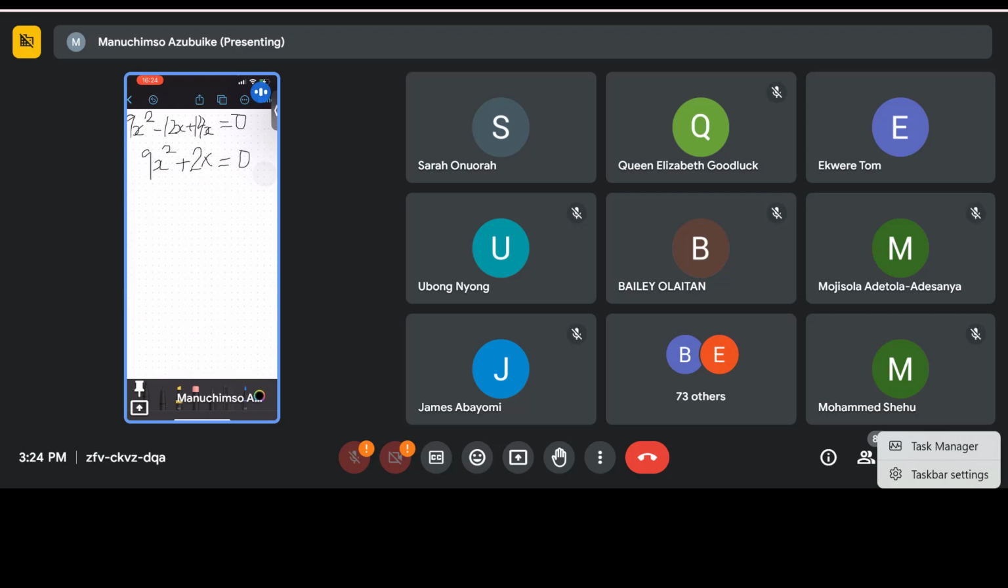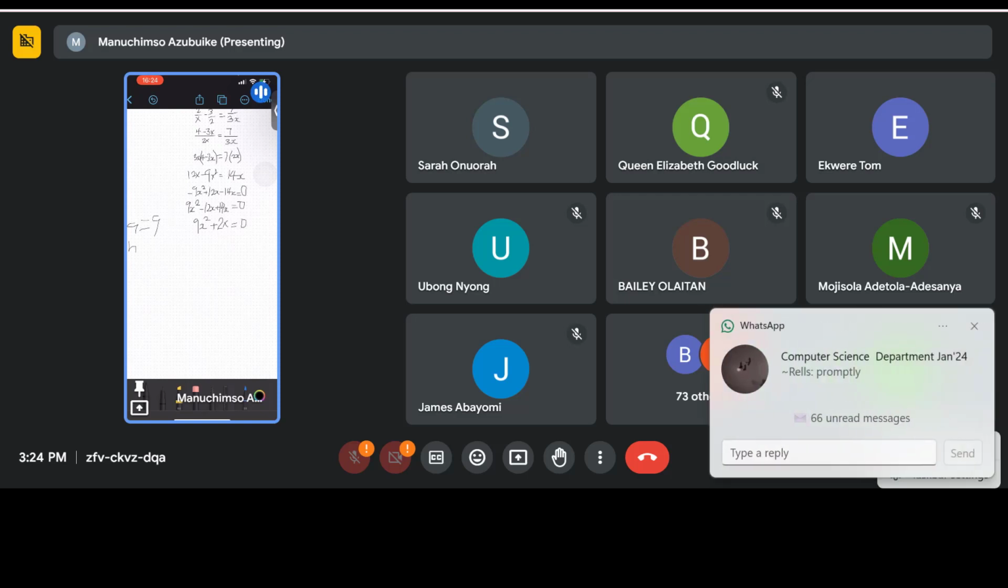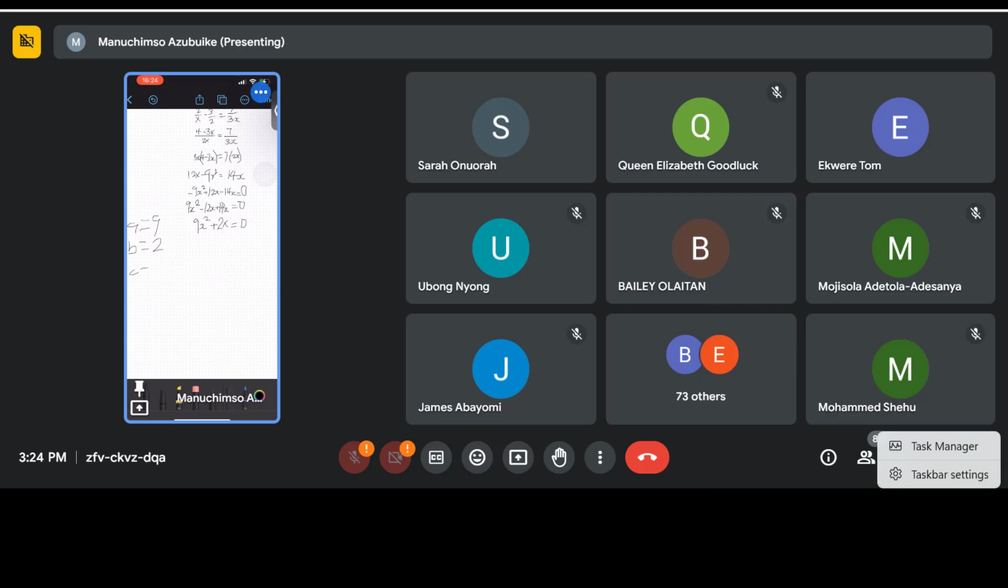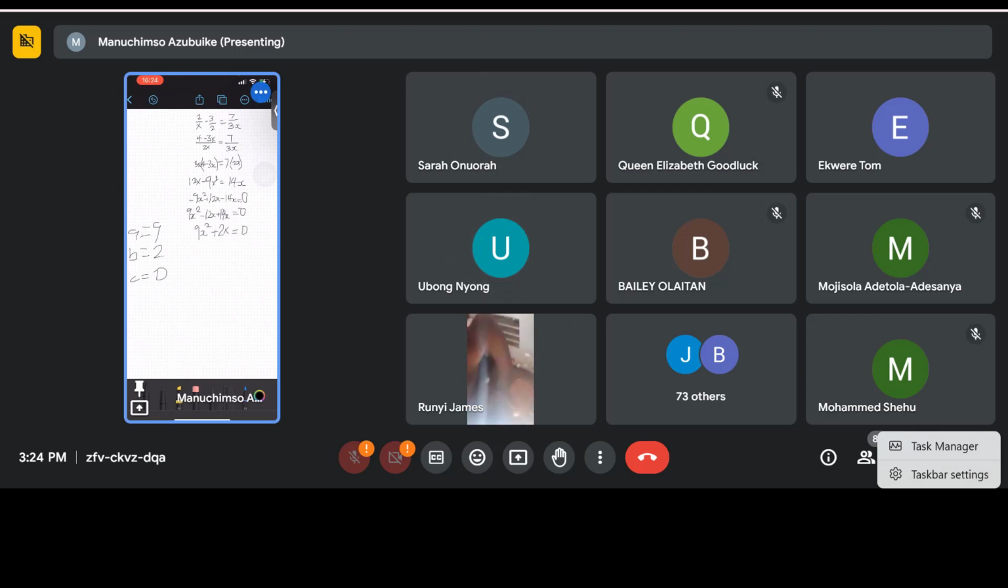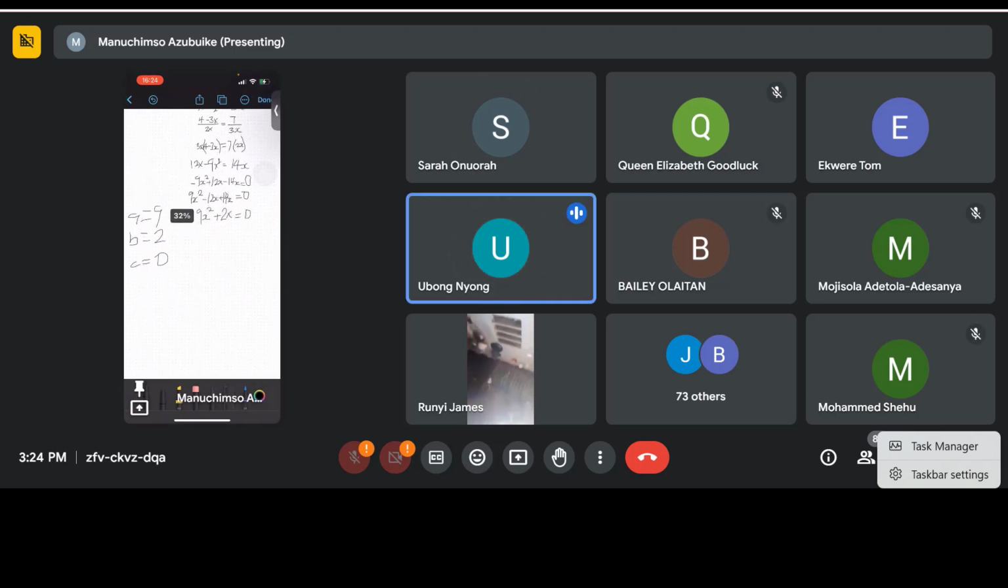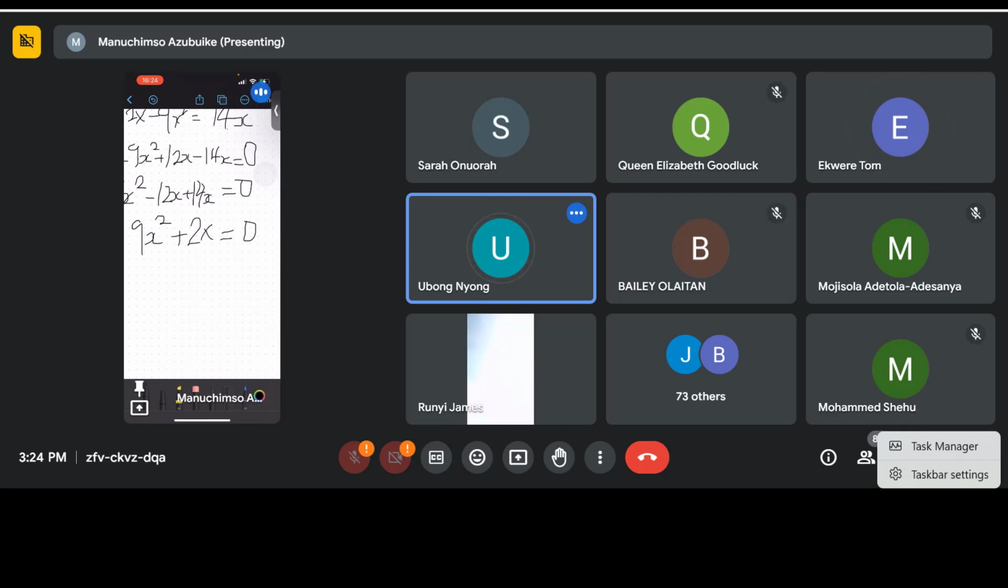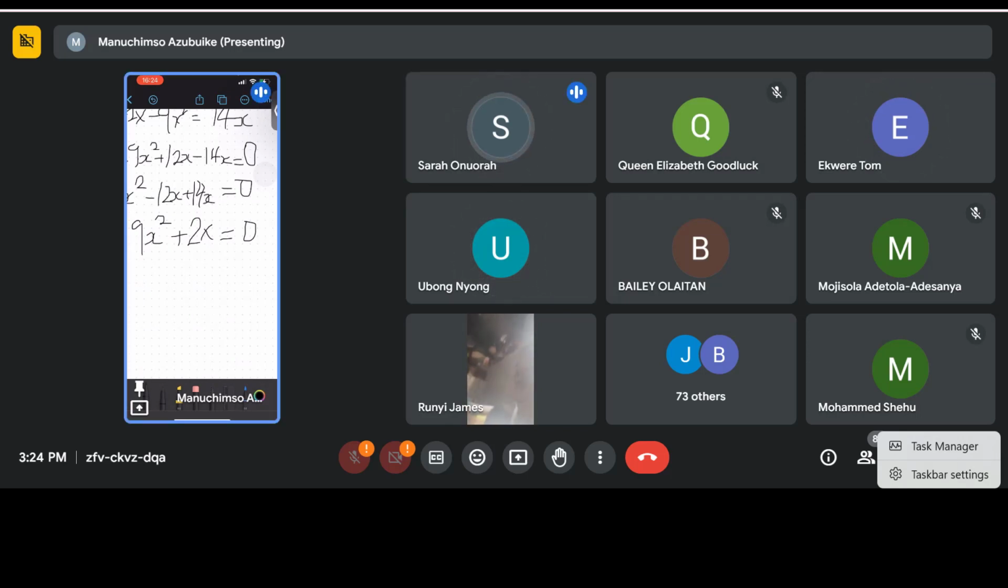Normally now you're meant to plug this into the quadratic almighty formula. A is equal to 9, B is equal to 2, and C is equal to 0.